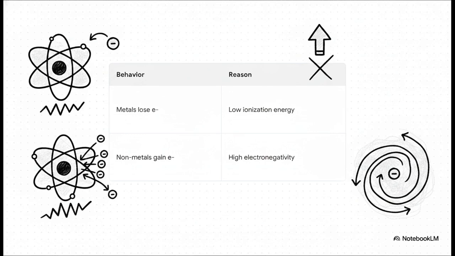On the flip side, nonmetals gain electrons because they have high electronegativity. That means they have a super strong pull to grab electrons and achieve a stable octet. Understanding the physical reason behind the behavior is exactly how you secure full marks on those tricky, long-form exam questions.